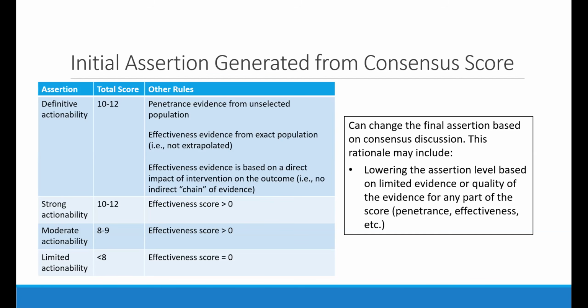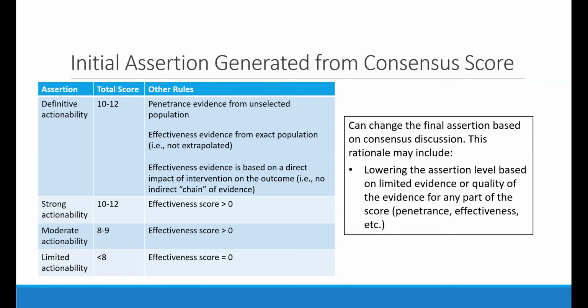And then folks who are on our expert working groups consider whether or not that assertion reflects their understanding of the body of evidence in terms of whether or not that gene disease pair is actionable. So they take the highest scoring outcome intervention pair, we generate this assertion, they have a discussion, and then they can change it, which for instance might include lowering the assertion level based on limited evidence or quality of evidence for any part of the score.